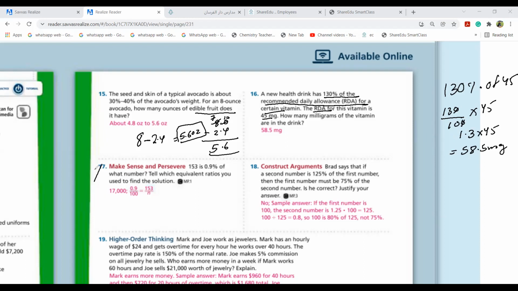17, put a cross mark. 18, put a cross mark. And 19, put a cross mark. Or else I will not finish this lesson today. And then go to assessment practice. Finish writing this? Yes, Miss.